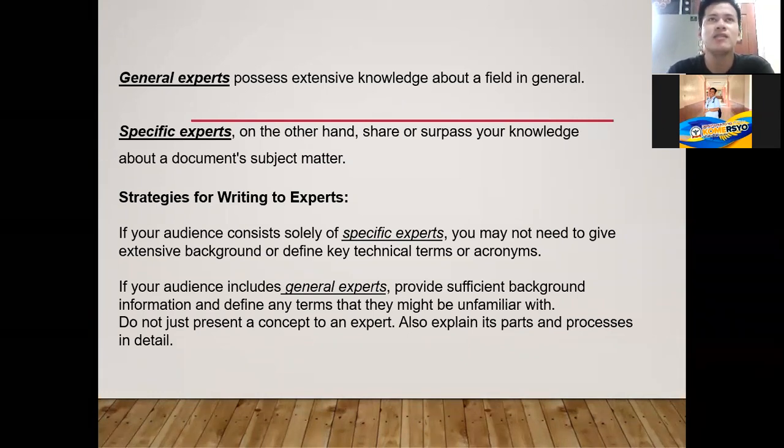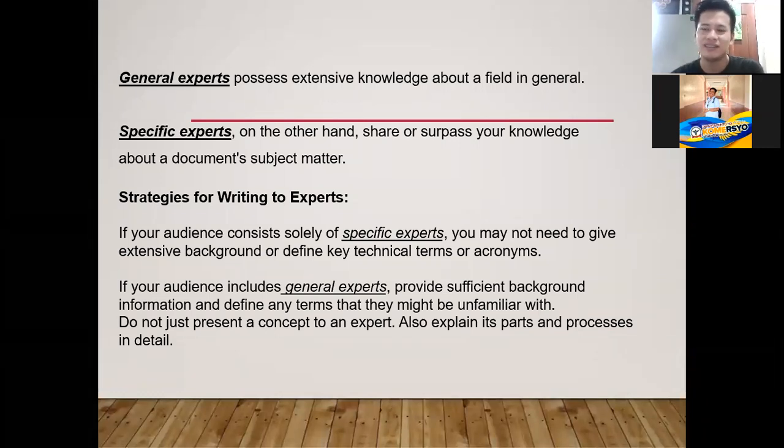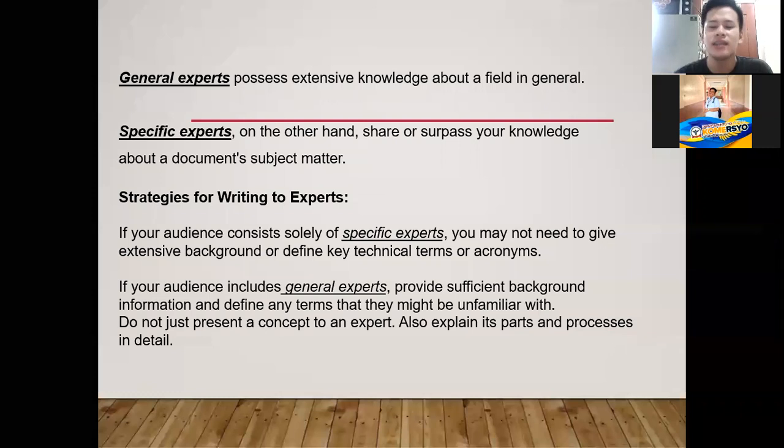Just like in the field of medicine, a pharmacist is an expert in pharmaceuticals, like medicines. And a medtech, or medical technician, is more into testing, checking if everything is okay, like our blood, what problems there are in our blood, and so on and so forth. Next is the general expert.